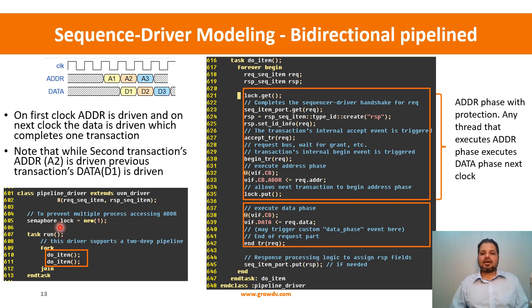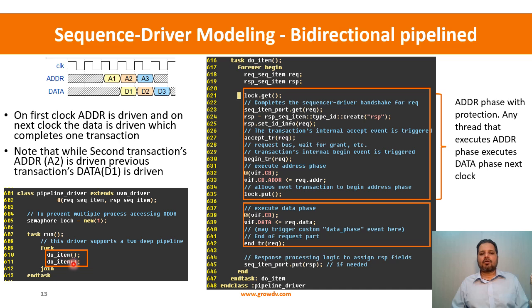So let's start off with the driver. Let's understand the driver a little bit, and then we'll correlate driver and sequence together. Since this one is a little tricky, we will do it this way. We have the pipeline driver, which extends the UVM driver parameterized by the request and response sequence item. We would need a semaphore lock with one key. How we use it, we'll look at it. We're going to use it for managing the address bus.